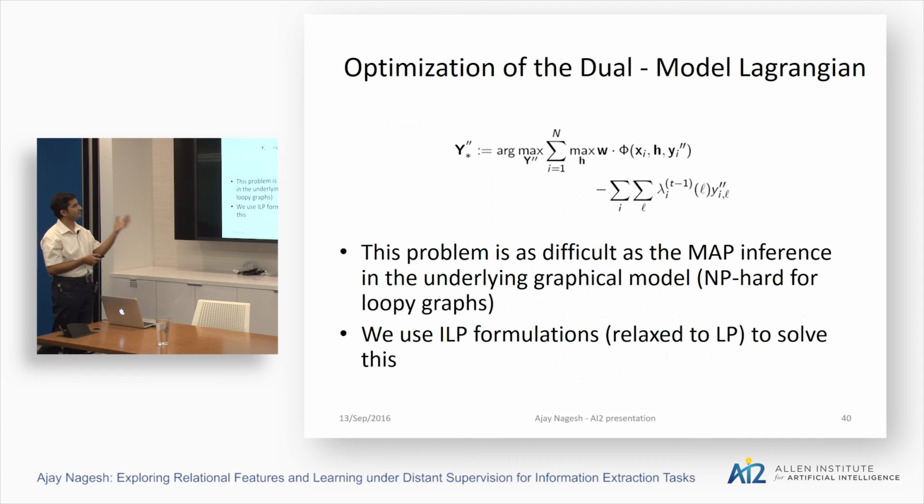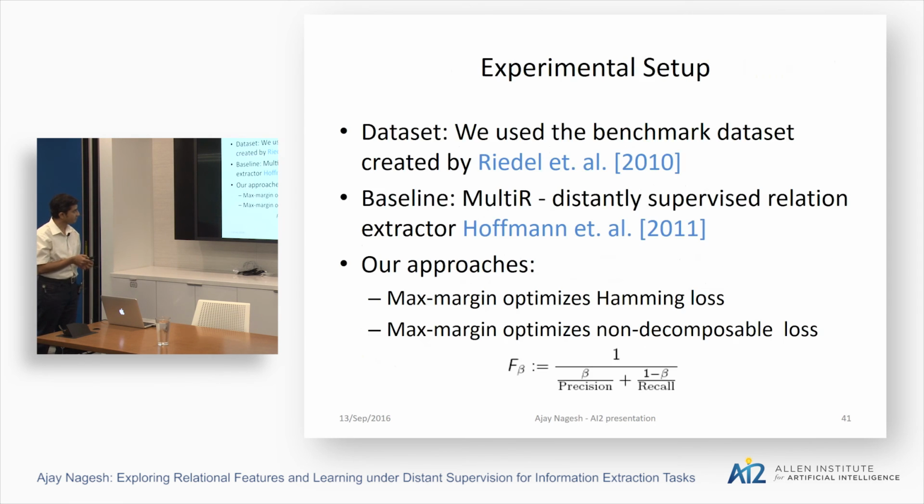Okay, yeah. So the other Lagrangian is the model Lagrangian, and this is like MAP inference on undirected graphs, and we use an ILP formulation, which we relax to an LP to actually solve this.